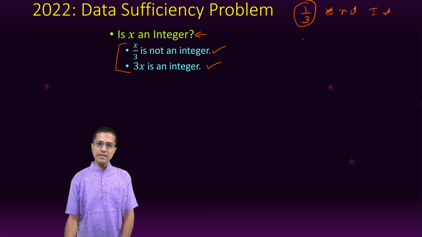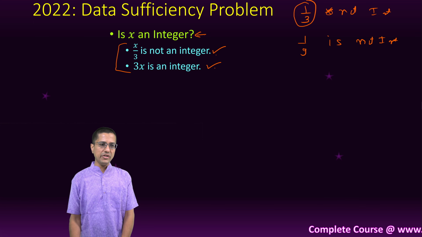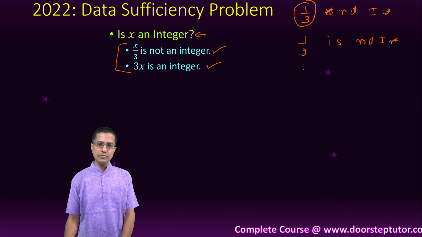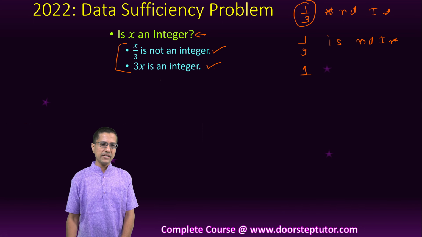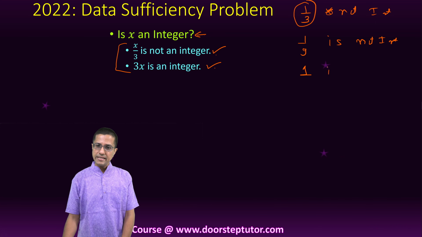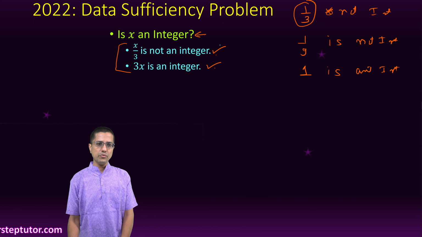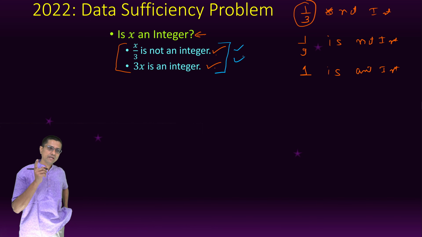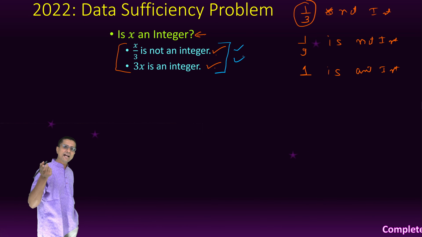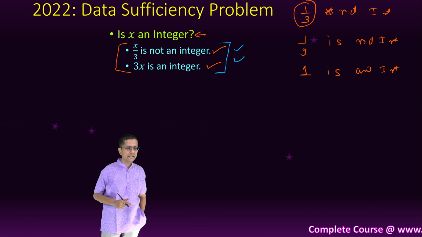If you notice, right? Why? Because 1 by 9 is also not an integer. And 3x, which means 3 into 1 by 3, which is 1, is an integer. So for 1 by 3, these two conditions come out to be correct. Okay, these two conditions come out to be correct. But 1 by 3 is actually not an integer. It is not an integer.